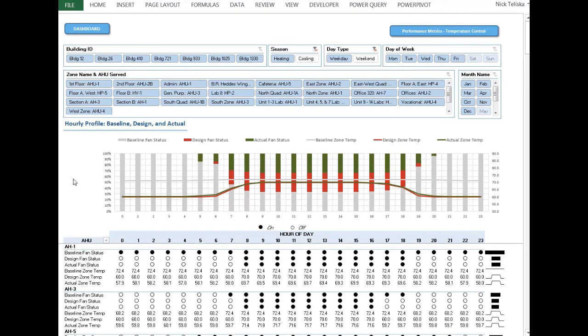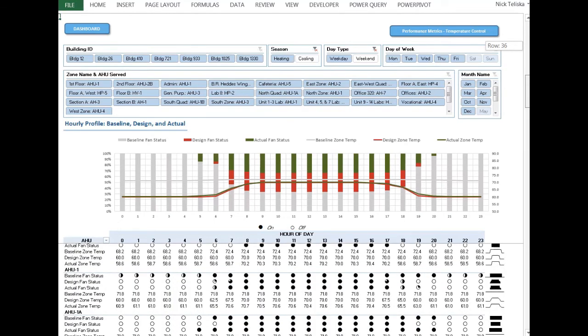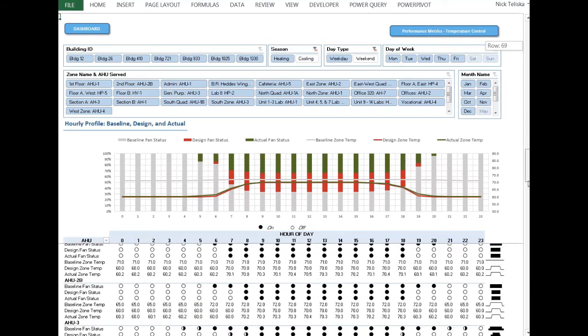Here we have a graph of typical 24-hour operation based on what we've selected above. In this view, we're looking at a typical weekday profile during the heating season, and since everything else is selected up here, this graph is an aggregate profile of fan status in the columns and zone temperatures in the lines for all the buildings and systems that we have in our project. The data table below the chart gives us some more information. We have the baseline design and actual fan status of each hour indicated with the circle icons, and the actual hourly zone temperature values are also displayed.